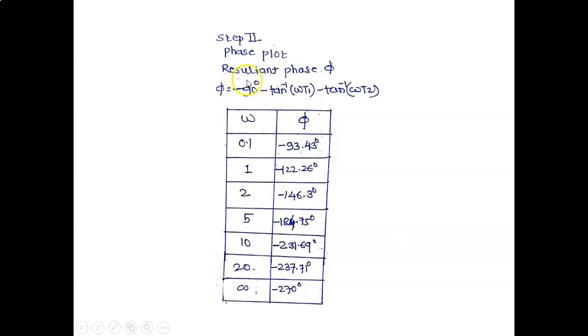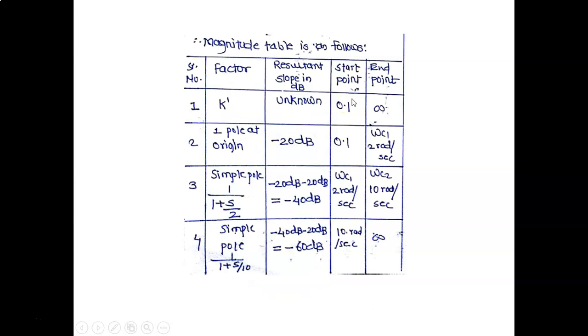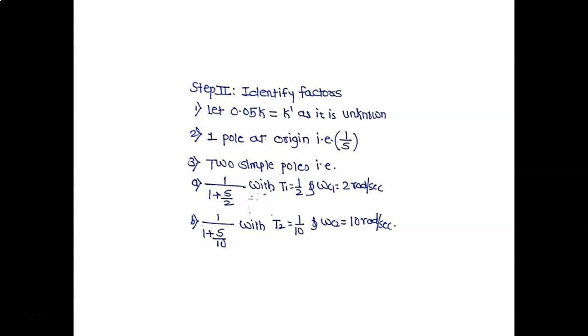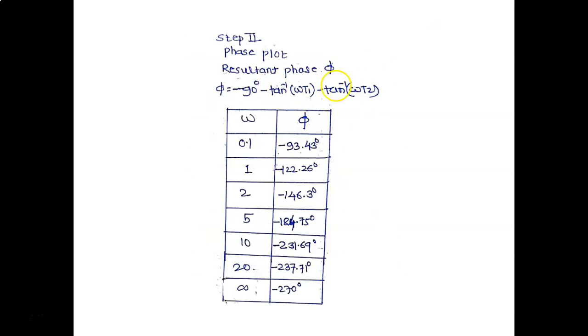Now the phase angle plot. The resultant phase angle is phi equal to minus 90 degree minus tan inverse of omega T1 minus tan inverse of omega T2. T1 and T2 values are known. T1 is equal to 1 by 2, T2 is equal to 1 by 10. Therefore, for different values of omega, we get different values of phi. Omega is equal to 0.1, angle is minus 93, for 1, minus 122, for omega equal to 2, minus 146, for 5, minus 184, for 10, minus 231, for 20, minus 237, for infinity, minus 270. These are the different angles.